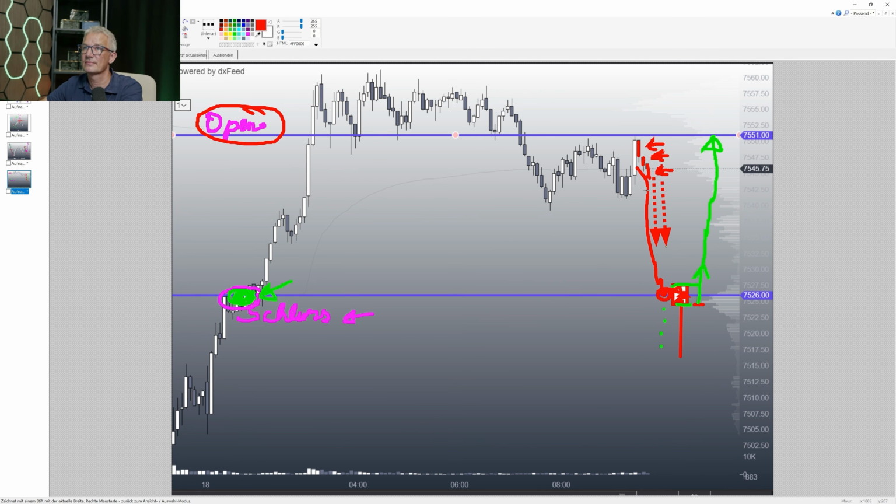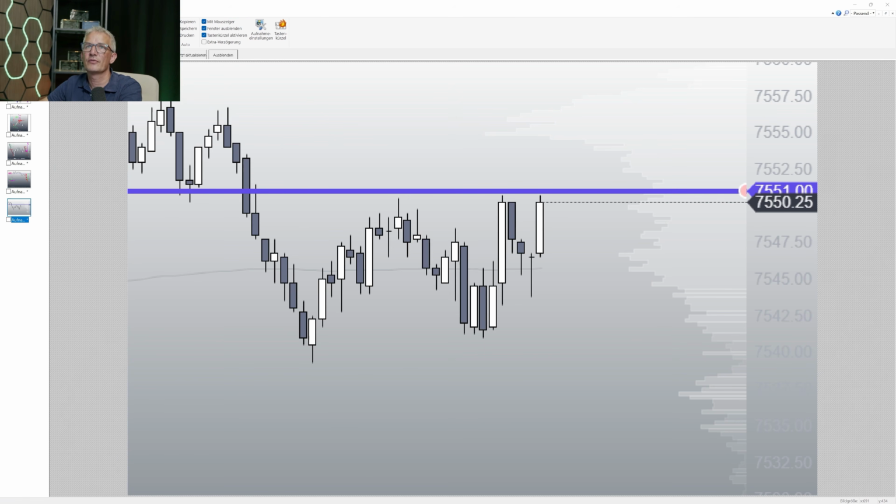And then there are other patterns. Let's take a look at 1 or 2 more. Here we have, for example, a nice situation where you can see quite well that the market is giving us information, which we'll now look at more closely. I'm talking about this situation at the top. What happened here?